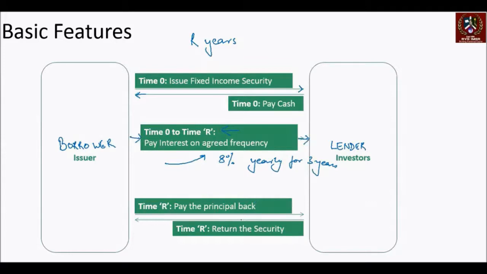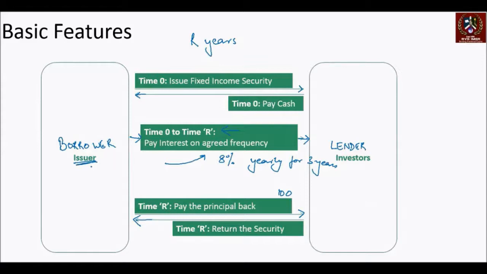At the end of the period, the borrower will repay the principal back, in our case 100 rupees, at the end of time R, or 3 years as we were discussing in our case. And at this point of time, the security or the certificate is returned by the investor to the issuer. So essentially the security is meaningless after this. There's no more meaning that is left in the security.